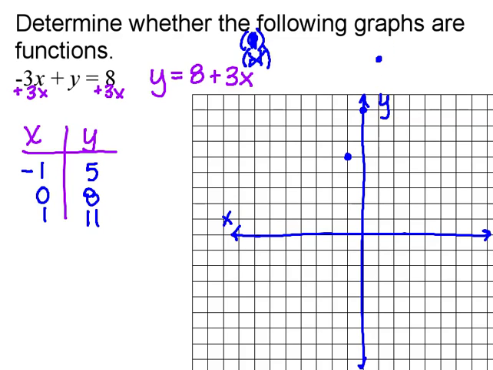And so all I have to do now is draw the line in. Now if I look at that graph, would it pass the vertical line test, yes or no? So if I move a vertical line, if I move my pencil across this graph, does it only touch at one point? So is this a function? Yes.